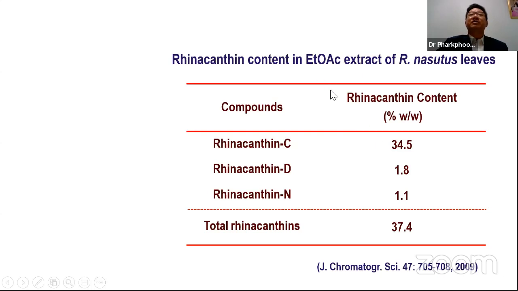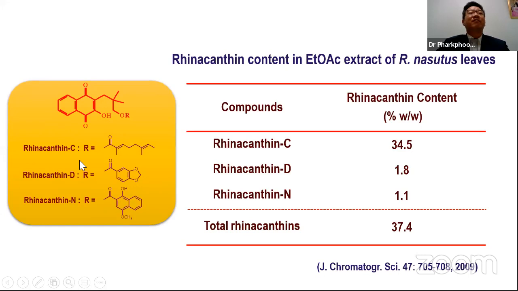In the ethyl ester extract, linacantin C is the major, linacantin D and linacantin N are the minor. In this table, we did large scale extraction, and we found that the total linacantin is about 37%. And the structure of each compound, linacantin C, D, and N, you will see is an ether of naphthoquinone. So the polarity is a bit nonpolar, but it also has some polar groups, for example, hydroxyl group or keto group. So it has a mix of polar and nonpolar. So the ethyl ester is the most suitable for extraction of the compound.